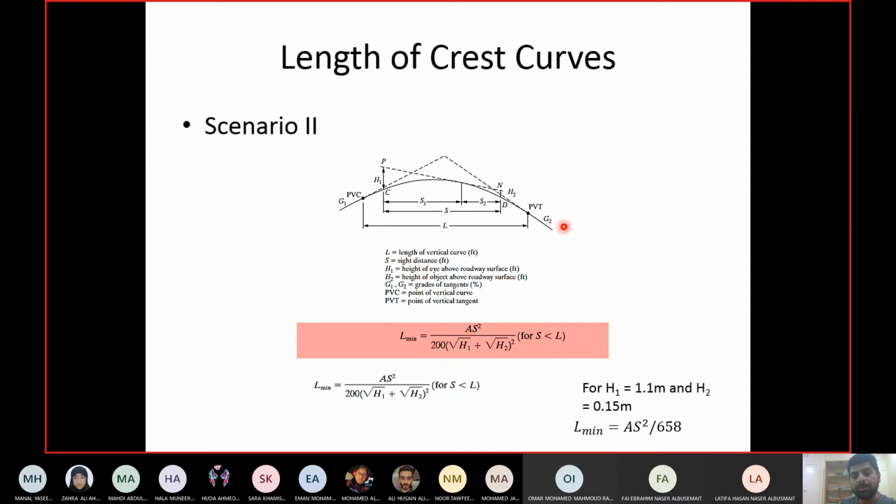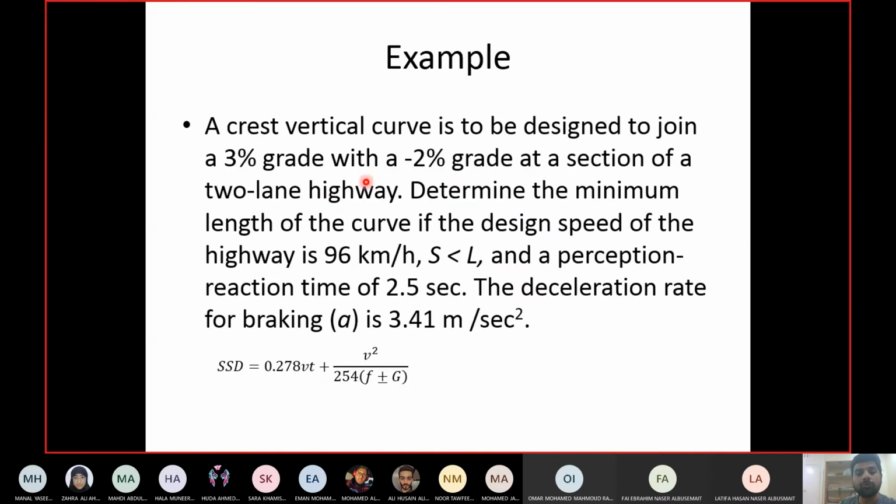For him G2 will become upward, so it will be +2, and G1 will be -3 for him, right? If he is coming from the right hand side, then he is going upward 2% and downward 3%. So I don't have to select between 3 and -2. I have to select between +3 and -3, both directions, and +2 and -2. So I have 4 possible values. Both gradients will be positive and negative in different directions.